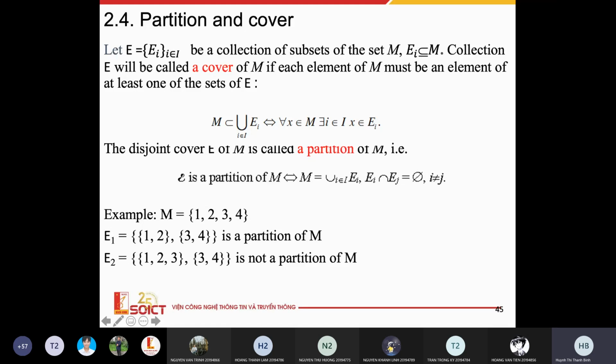And here's an example. We have a set M. There are 4 elements in set M: 1, 2, 3, 4. And we have E1 as {1, 2} and {3, 4}, so we call it a partition of set M. But E2 as {1, 2, 3} and {3, 4} is not a partition of M because you find 3 in two positions in E2.